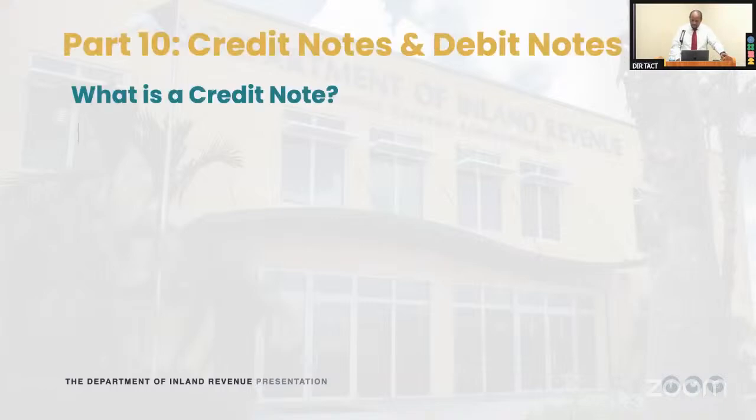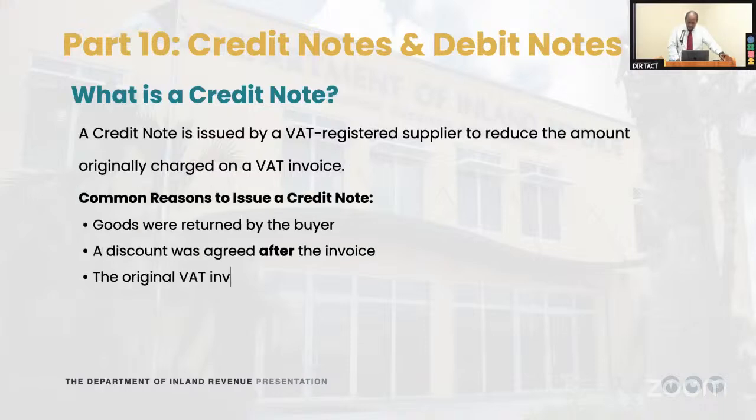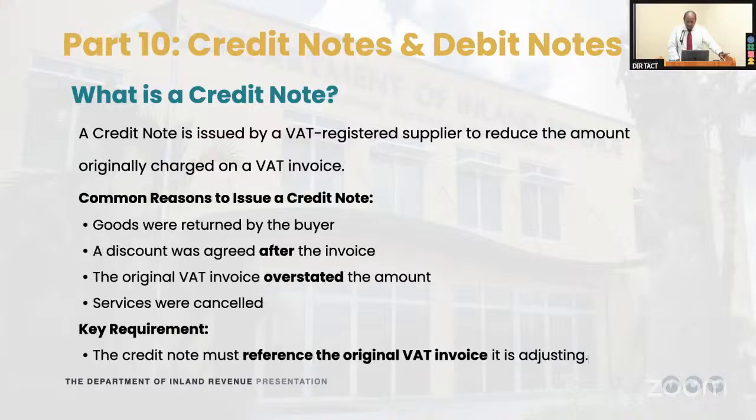I'm not going to go too deep into this. What is a credit note? A credit note is issued by a VAT registered supplier to reduce the amount originally charged on a VAT invoice. Common reasons: the goods were returned by the buyer, a discount was agreed upon after the invoice, the original VAT invoice overstated the amount, or the services were canceled. The credit note must reference the original invoice if it is being adjusted.